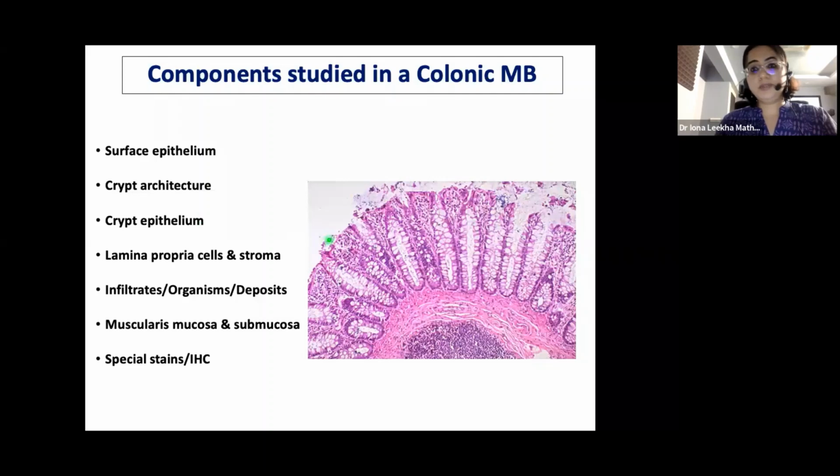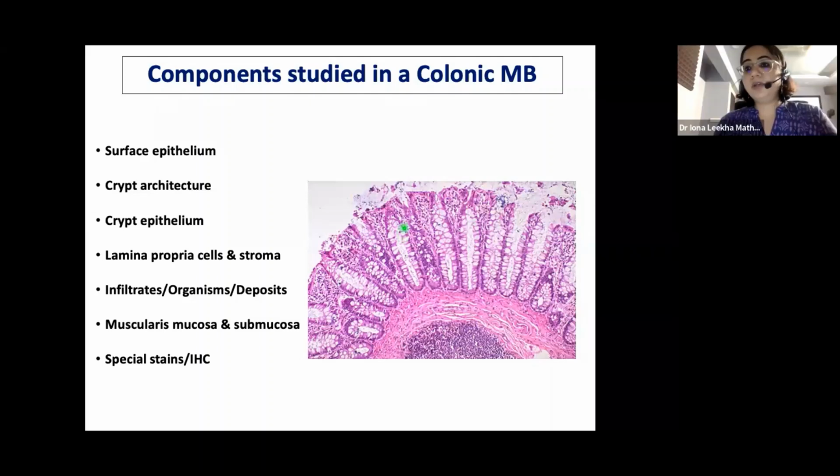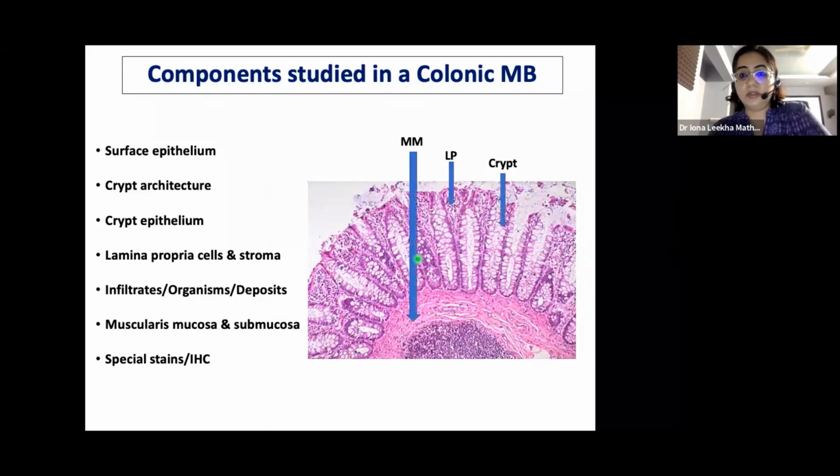So before going into this, I'll just tell you what a normal colonic biopsy looks like. When we see a normal colonic biopsy, we see the surface epithelium, the crypts. Then I'll tell you the normal mucosa first. These are the crypts. This is the lamina propria, and this is the muscularis mucosae.